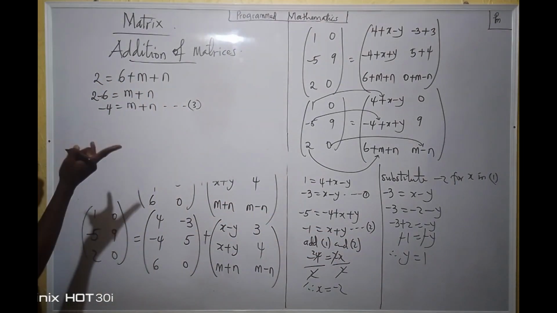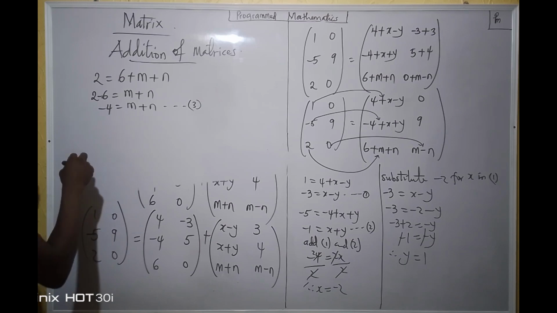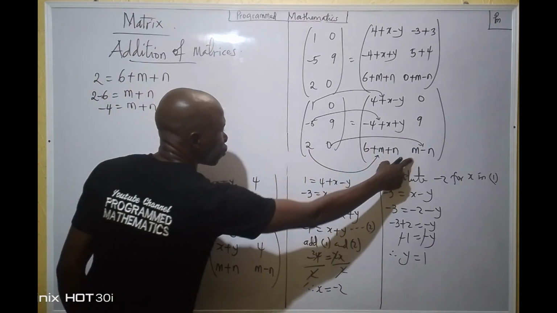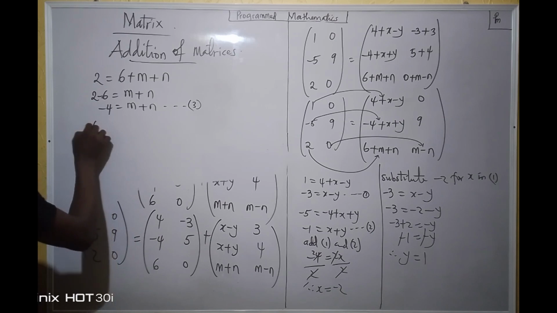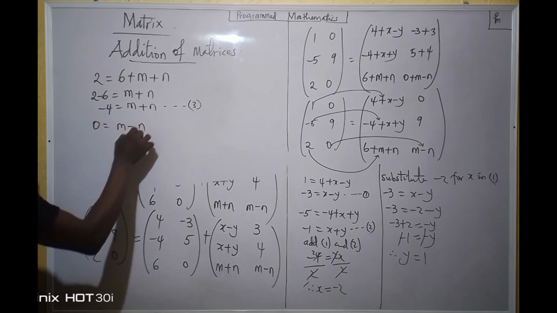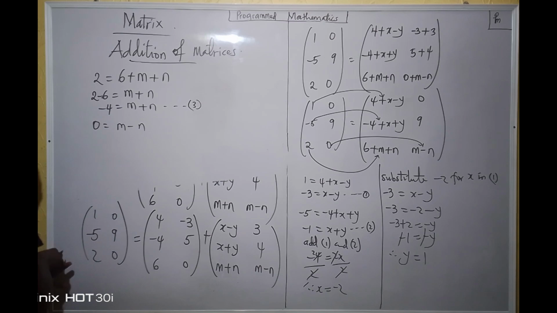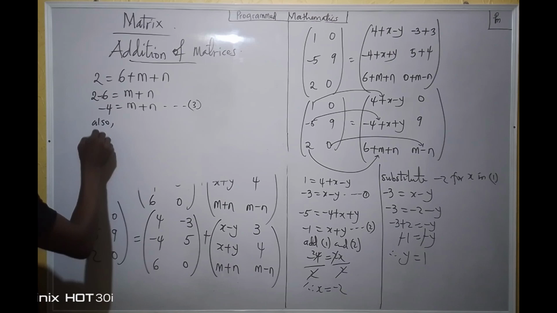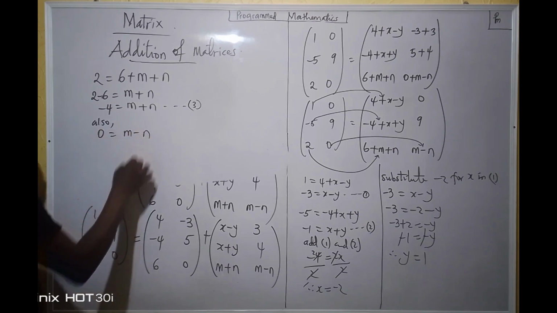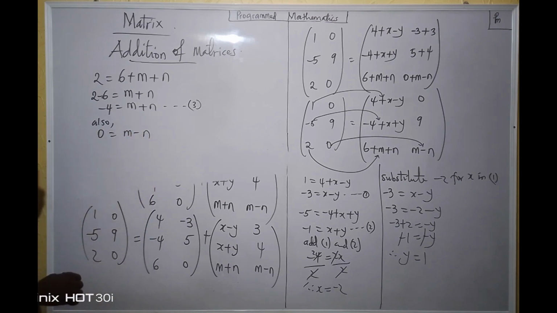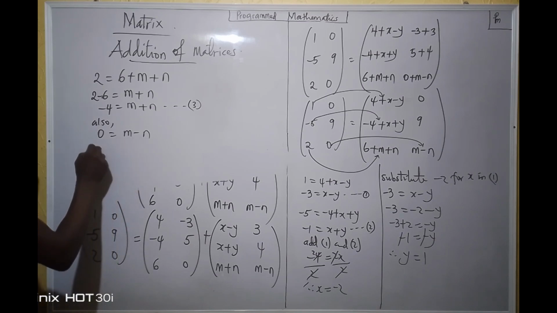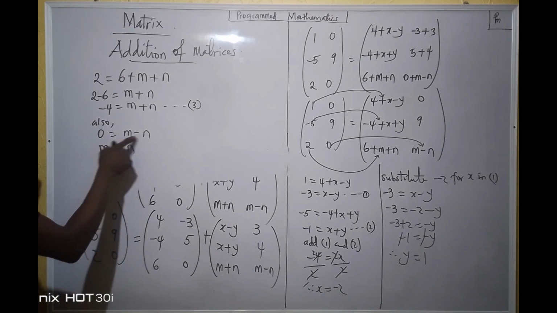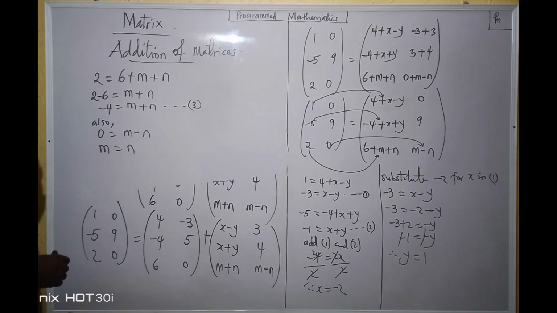Once that is okay, we can also go on to say 0 is equal to m minus n. I say also here to make it different from this. Also, 0 equals m minus n. If we solve this, m minus n is the same thing as saying m is equal to n. If m minus n is equal to 0, then m is equal to n.